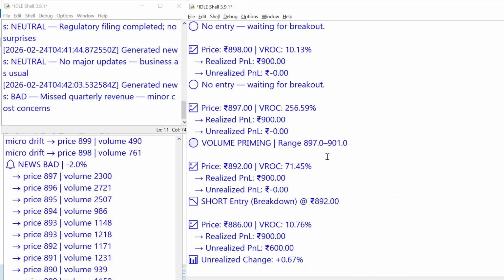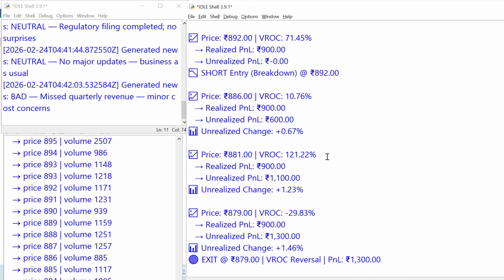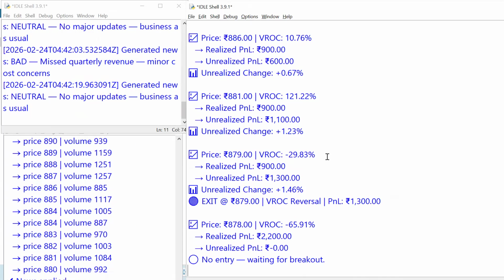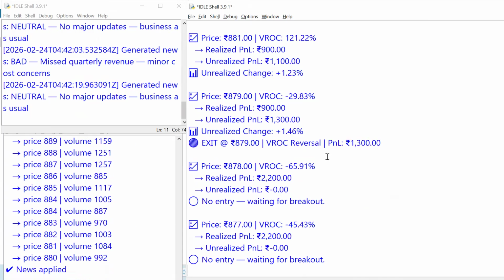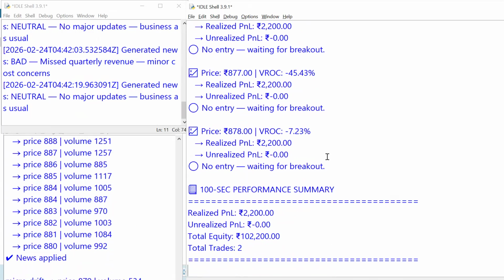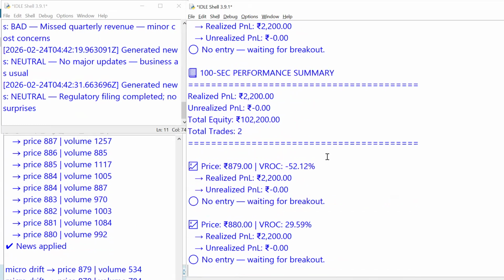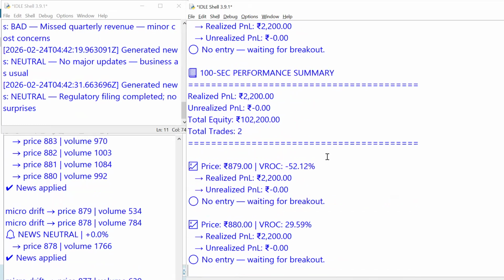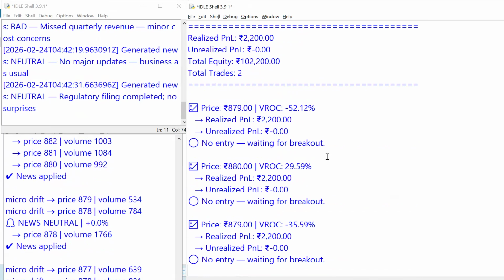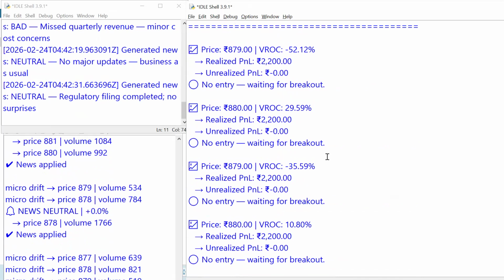It has already taken the short entry. Okay, how beautifully it has taken the profit also. Okay, we have the realized profit of 2,200 rupees. Okay, in a real market environment, the continuous news might not come, but you can keep running this algo. It's harmless. If there's a change in the volume, then only it is going to trade.